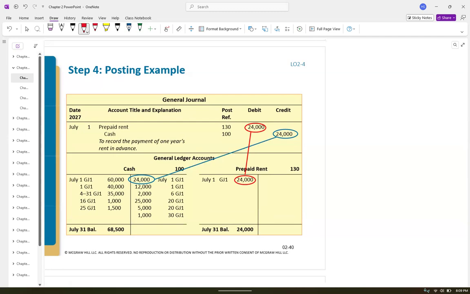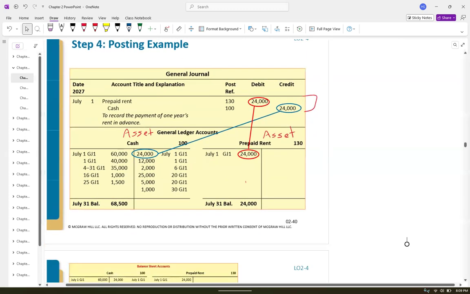Remember, in an entry like that, this is an asset. This is an asset as well. Did total assets change? No, they did not, because you traded one asset for another. That's a trick question they like to ask you after some of these entries.